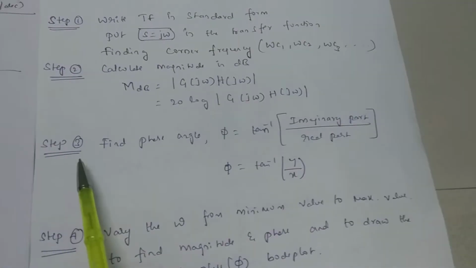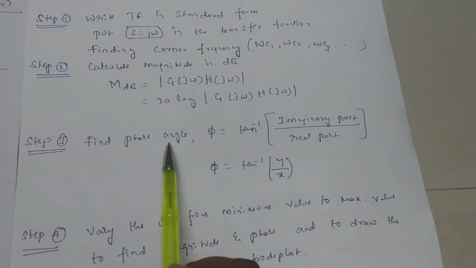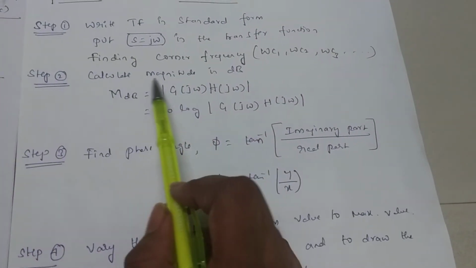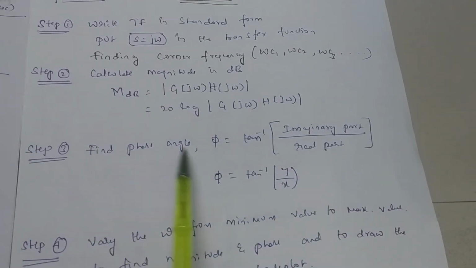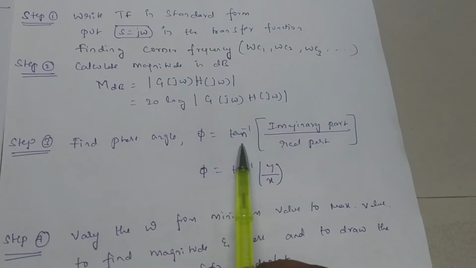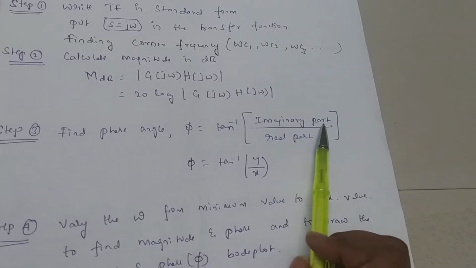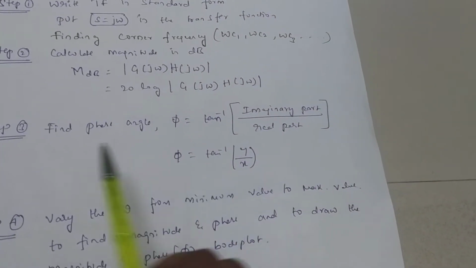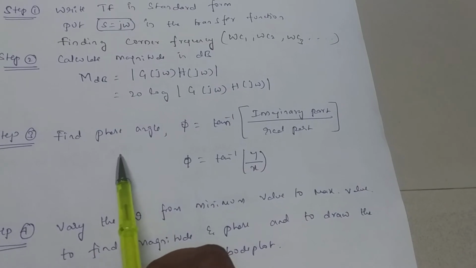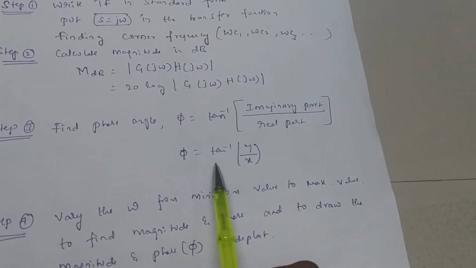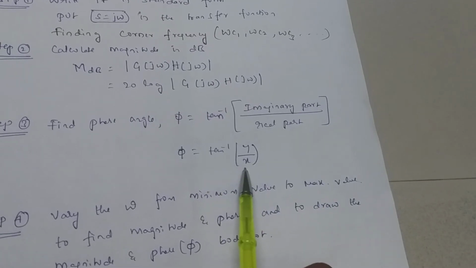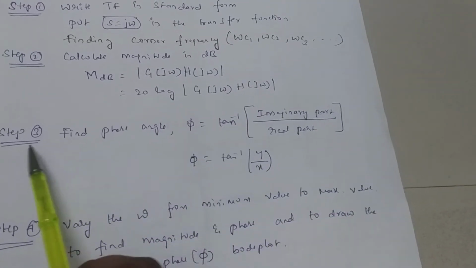So the next step is step 3, find the phase angle. Step 2 is calculating the magnitude in decibel, and step 3 is finding the phase angle, that is psi, equal to tan inverse of the imaginary part by the real part. That is, if we have the root of x square plus y square, then the phase angle psi equals tan inverse of y by x. That is what is given here. So this is step 3.